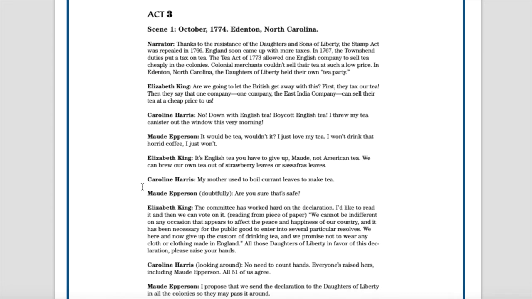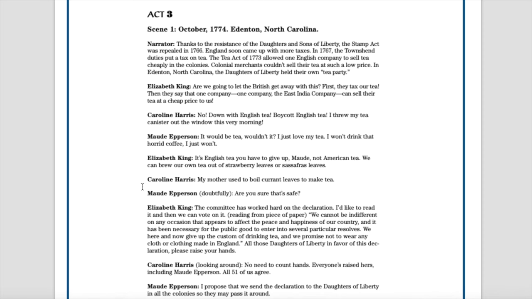Elizabeth King. The committee has worked hard on the declaration. I'd like to read it, and then we can vote on it. Stage direction, she's reading from a piece of paper. We cannot be indifferent on any occasion that appears to affect the peace and happiness of our country, and it has been necessary for the public good to enter into several particular resolves. We here and now give up the custom of drinking tea, and we promise not to wear any cloth or clothing made in England. All those Daughters of Liberty in favor of this declaration, please raise your hands.